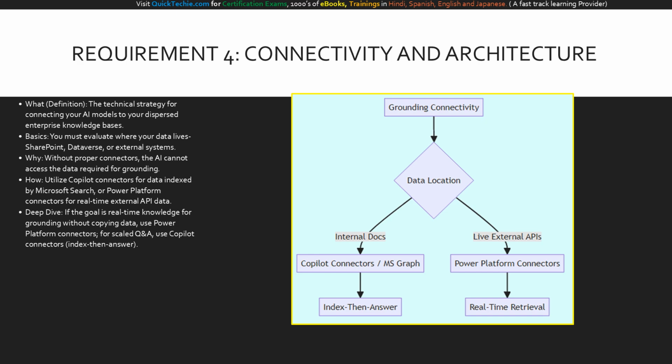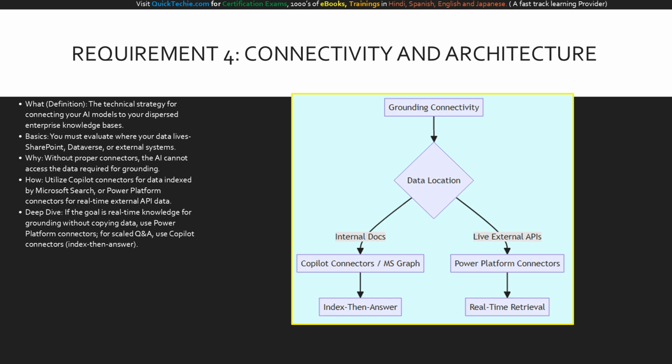Will you use Copilot connectors, which index the data into Microsoft Graph for broad Q&A, or, as the deep dive explains, will you use Power Platform connectors to fetch live, real-time data from external APIs without actually copying that data into your tenant? The choice between index then answer and real-time retrieval drastically impacts your project's architecture, cost, and latency.